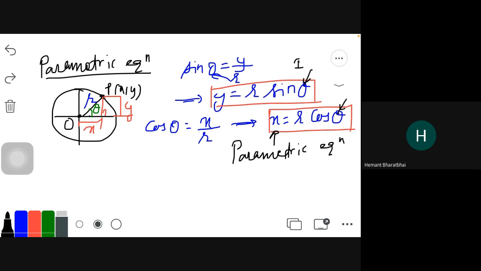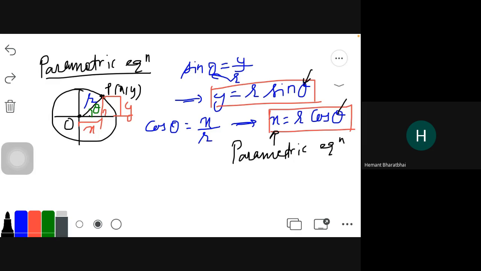Initially there used to be two variables, one was x and one was y. Now what happened? It got converted into a single variable, which is theta. I have defined x in terms of theta and y also in terms of theta. So now how many unknowns do I have? I have only one unknown. And what is that unknown? That is theta. So that is the advantage of a parametric equation.